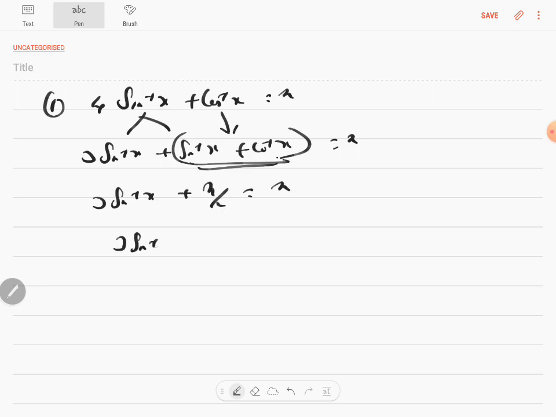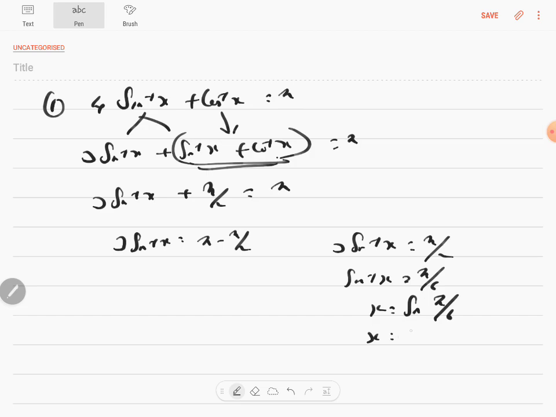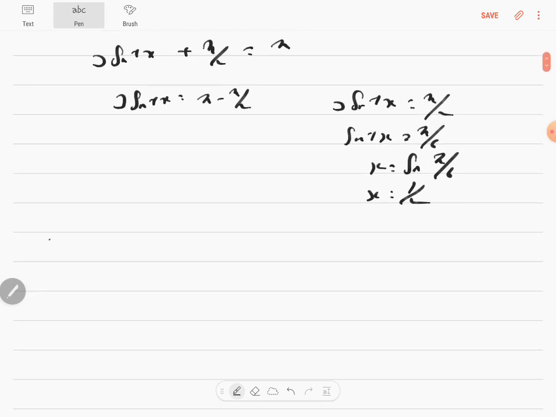So 3 sin inverse of x is equal to pi minus pi by 2. 3 sin inverse of x is equal to pi by 2. Sin inverse of x is equal to pi by 6. X is equal to sin pi by 6. Sin pi by 6 is sin 30, which is 1 by 2. So let's go to the second sum.